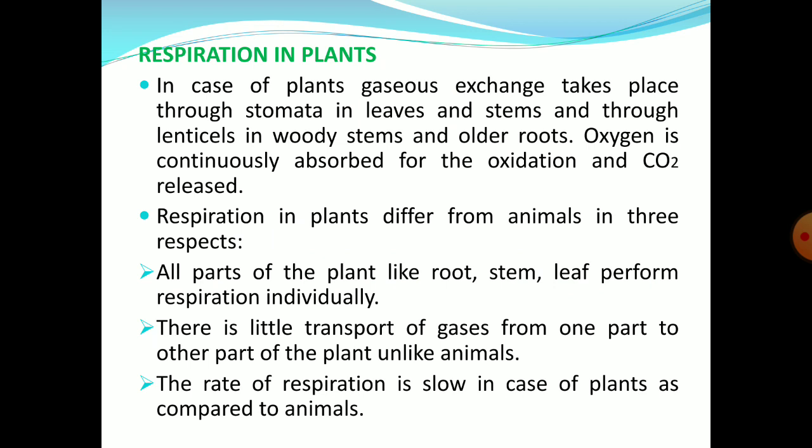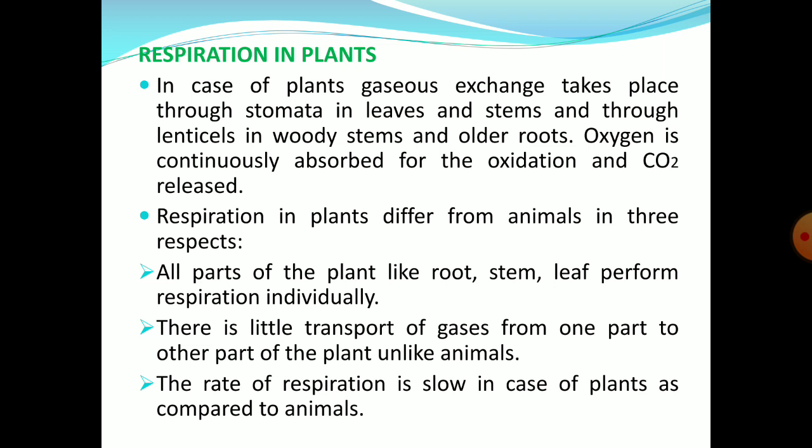As we know, during respiration, oxygen is continuously absorbed by the plant parts, that is leaves, stems, roots, and carbon dioxide is released. Respiration in plants differs from animals in three aspects. First, the parts of the plant, that is root, stem and leaf, perform respiration individually. Meaning root will respire individually, stem will respire individually and leaf will respire individually. Why? Because there is no respiratory system like animals.